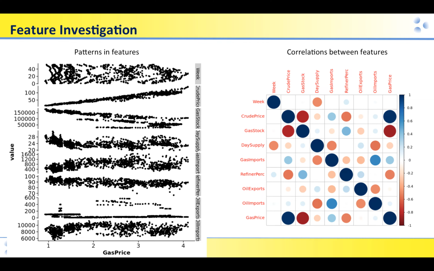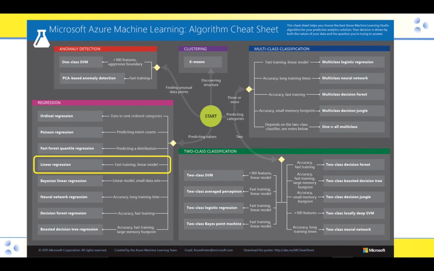Given the strong correlation between the crude price and the gas price, the most straightforward machine learning algorithm to try is a linear regression. It looks like a fairly linear model to begin with, and so I'm going to start there. This is the Azure machine learning algorithm cheat sheet that shows all the different possibilities in the Azure Machine Learning Studio for things that you can use to train our data. And in our particular case, we're looking at continuous output, so we're predicting values as opposed to classification, so we're looking in the regression chart.